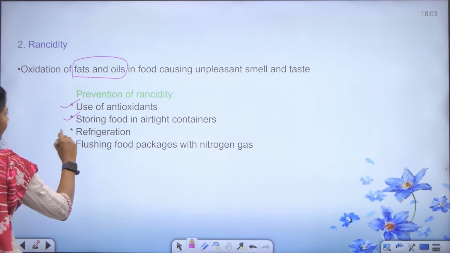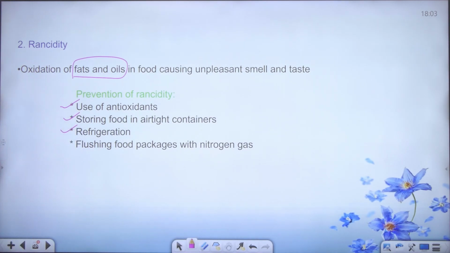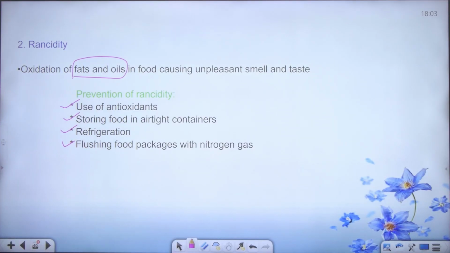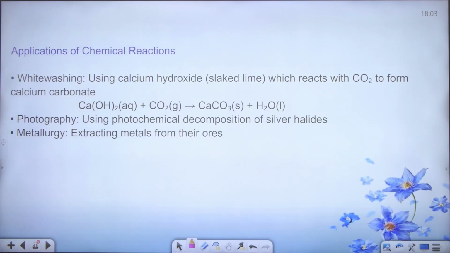The next method is refrigeration. Then flushing the food package with nitrogen gas. Then application of chemical reactions.